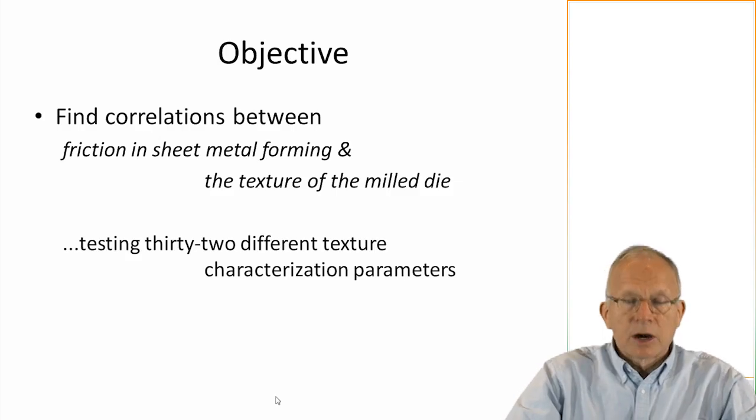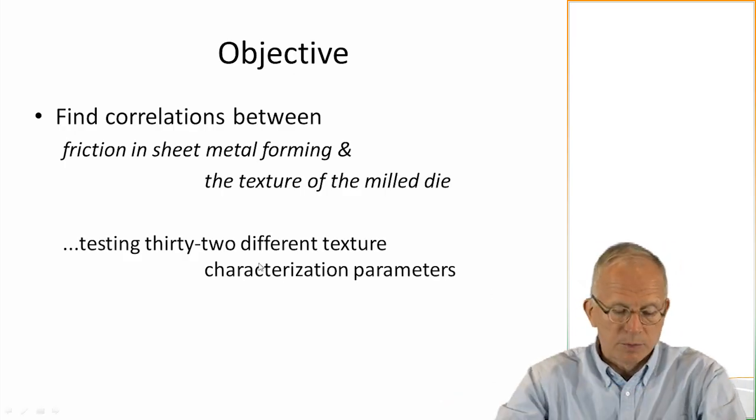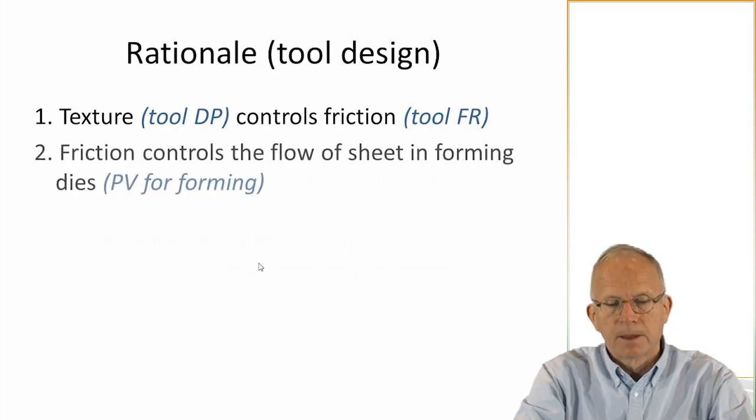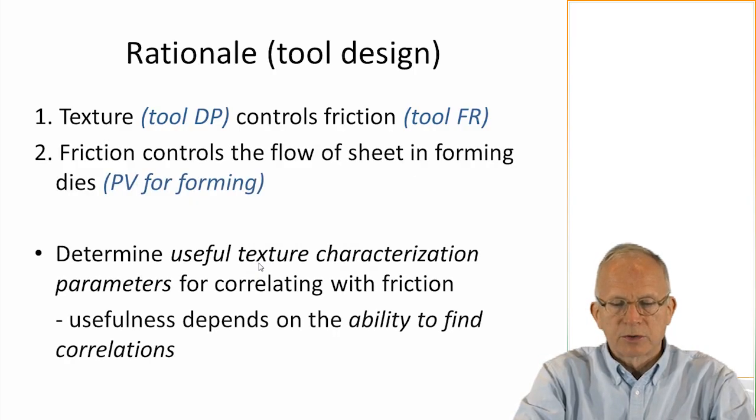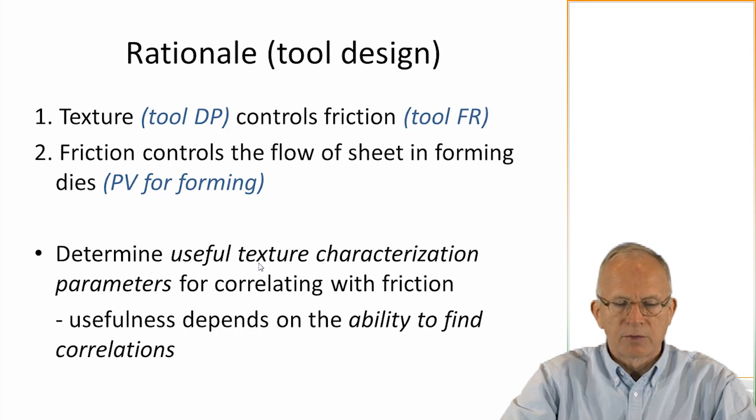So the idea is to try to find correlations between friction in sheet metal and the texture of the milled die. And so the idea is, let's see which characterization parameters work the best so we can tell which ones we might use for a DP, for example. So the tool texture controls the friction, and these are both FRs in the tool, or a DP and an FR in the tool design. And then the friction controls the flow in the forming dies, which might be a PV, for forming.